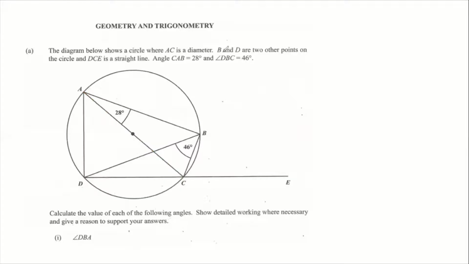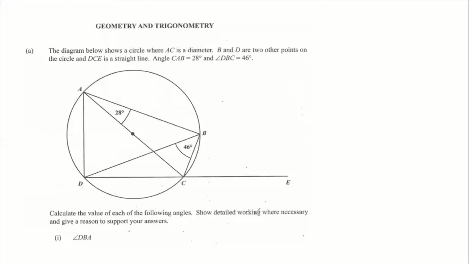Now, B and D are two other points on the circle. So where are B and D? B and D, they're on the circle. And DCE is a straight line. So that's it, DCE, that's a straight line there. Angle CAB is 28, and angle DBC is 46. Calculate the value of each of the following angles.